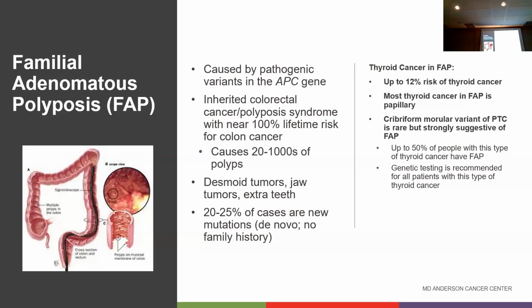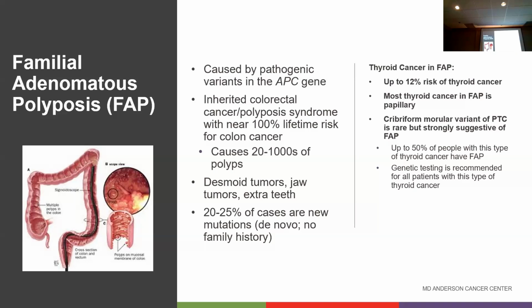With the thyroid cancer risk in FAP, we estimate up to about a 12% chance of a person developing thyroid cancer. And most of the thyroid cancer in FAP is the papillary type. There's one specific type of thyroid cancer that's very closely linked to FAP, which is called cribriform morular variant. And this is a rare type of thyroid cancer, but up to 50% of people with that type of thyroid cancer have this genetic condition. And so this is one specific reason for referral for genetic testing if someone has this specific subtype.